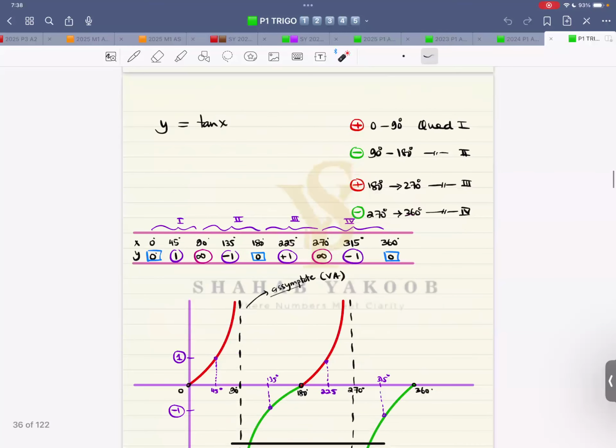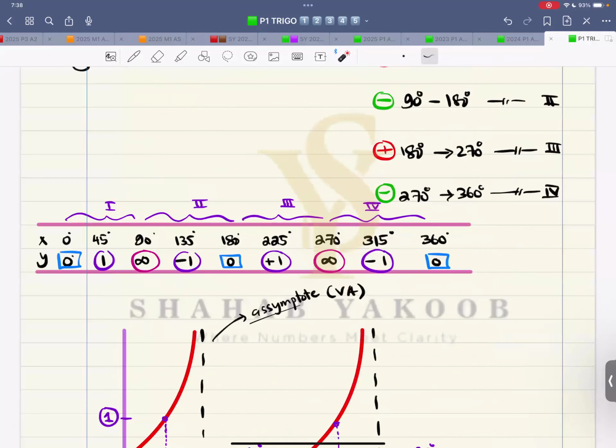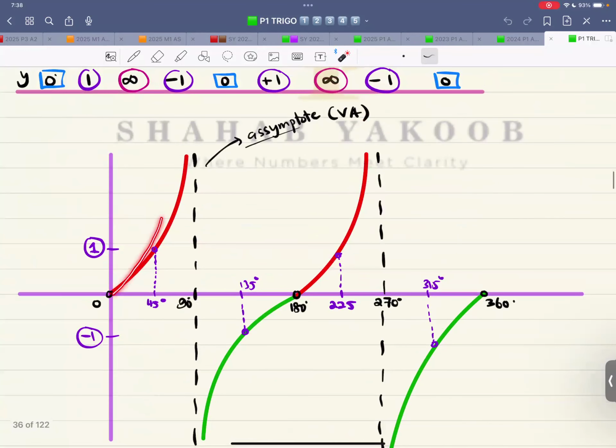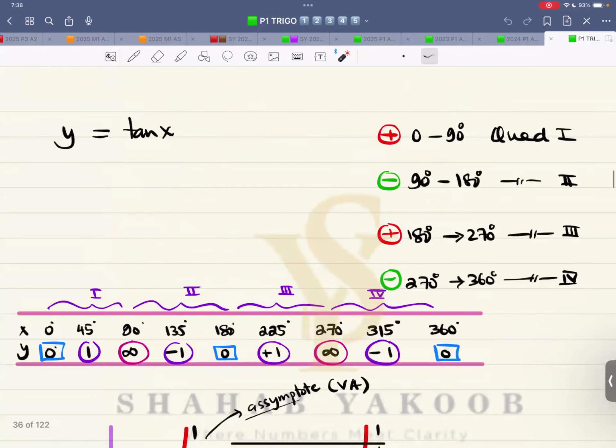And then tangent. Tangent is special. So many values were taken. This red and this green, that is one cycle. Another red, another green, that's the other cycle. So now two cycles in 360.